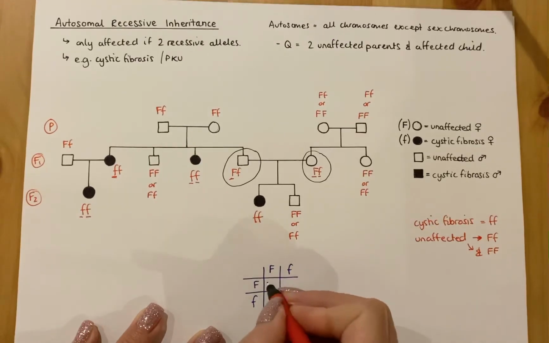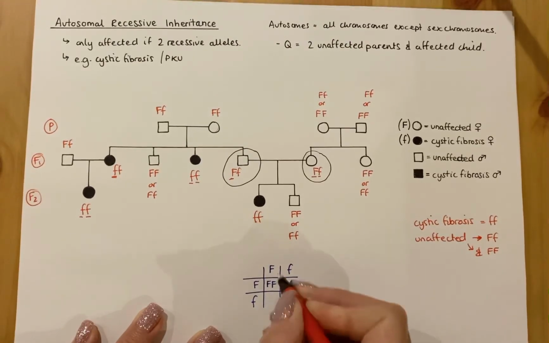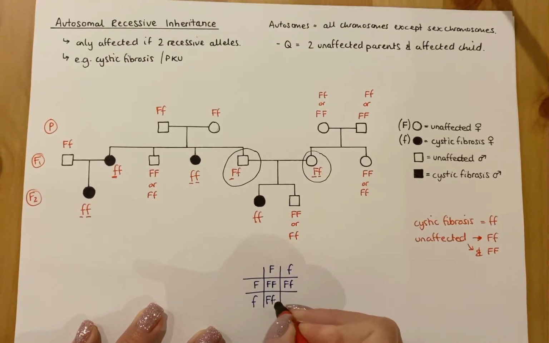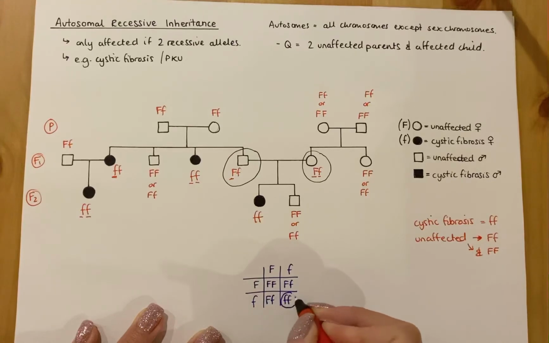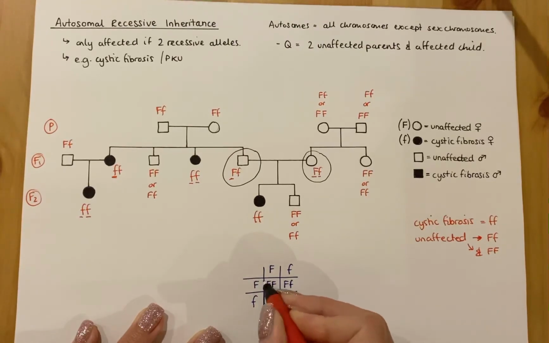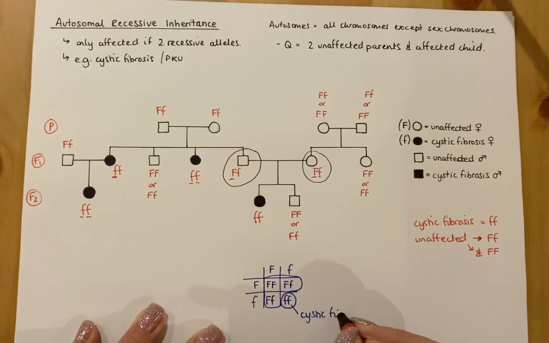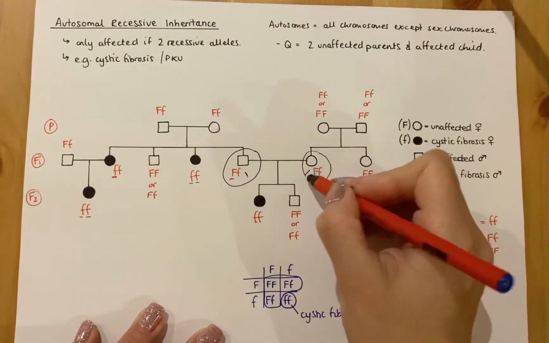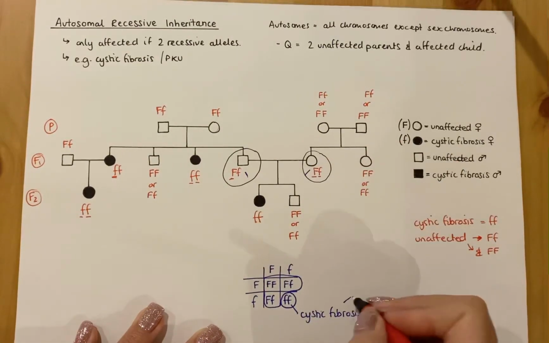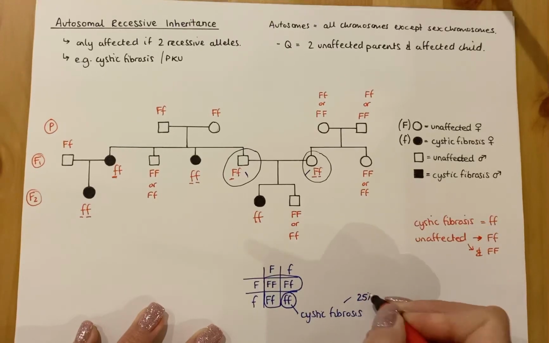So if you do the Punnett Square like you would for National 5, what you'll see is that 1 out of 4 possible genotypes would be cystic fibrosis affected. So therefore, if this parent here and this parent here had another child, it's a 25% chance of having cystic fibrosis.